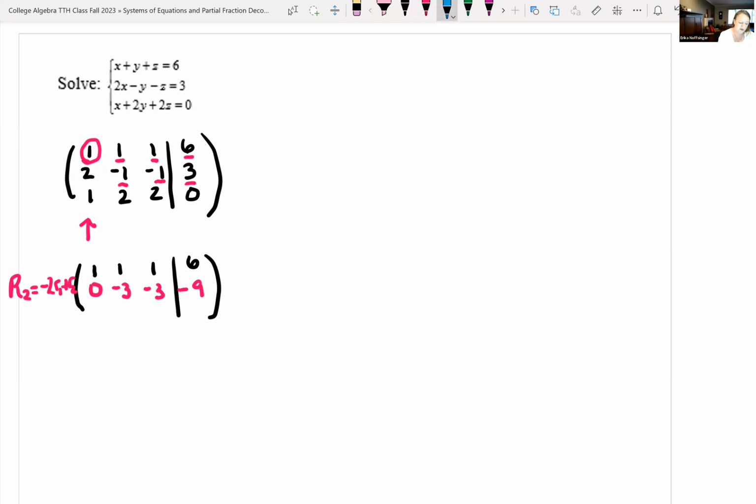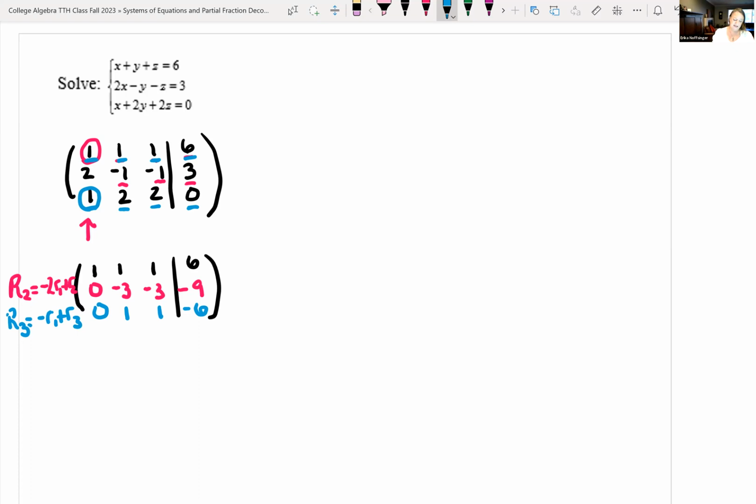So now I'll make this 1 a 0. And I see that I can make that 1 in row 3 a 0 by changing row 3. I can do that by negative row 1 plus row 3. So negative 1 times 1 is negative 1, plus 1 is 0. Negative 1 times 1 is negative 1, plus 2 is 1. Negative 1 times 1 is negative 1, plus 2 is 1. And negative 1 times 6 is negative 6, plus 0 is negative 6.